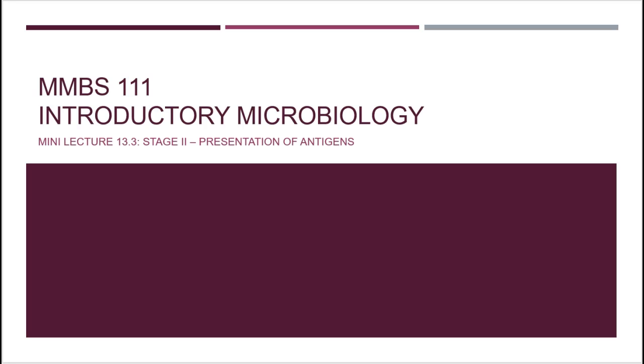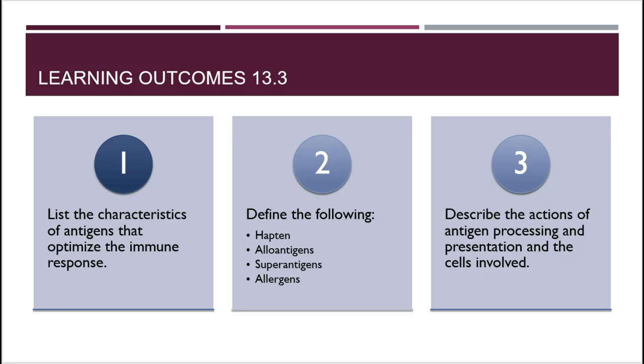We're going to be discussing stage 2, the presentation of antigens. There are 3 learning outcomes for this mini lecture. First, list the characteristics of antigens that optimize the immune response. Second, define the following terms: hapten, alloantigens, superantigens, and allergens. And finally, describe the actions of antigen processing and presentation and the cells involved.